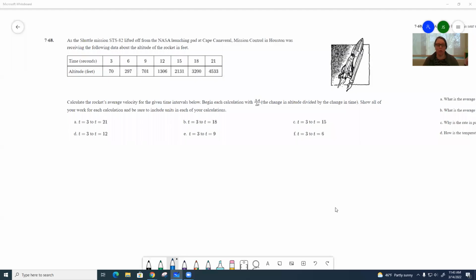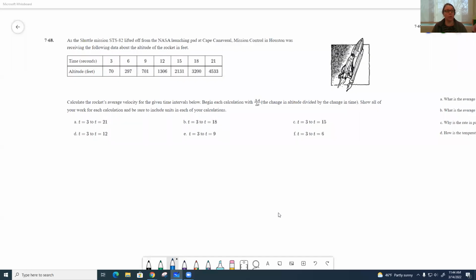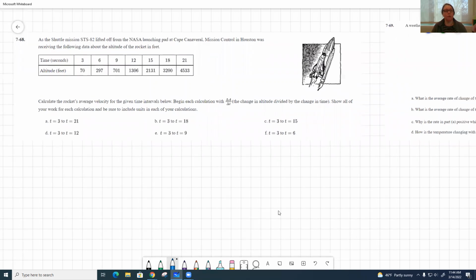Hello, pre-calculus students. We're going to talk about section 7.2.1 and 7.2.2. So we're going to talk about average rate of change. And we're going to start talking about average rate of change as it relates to data. And then we're going to talk about it as it relates to functions.